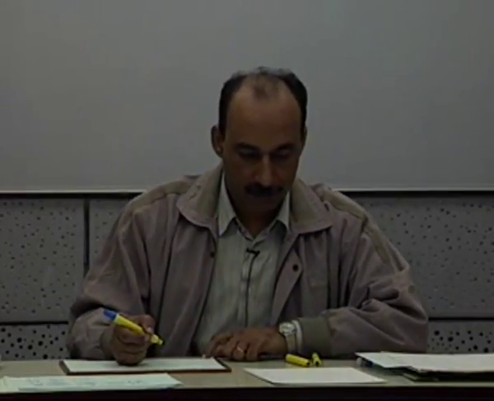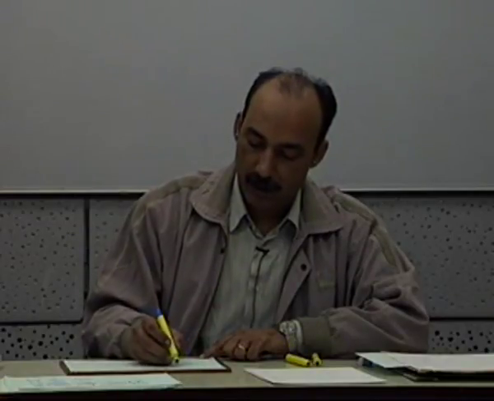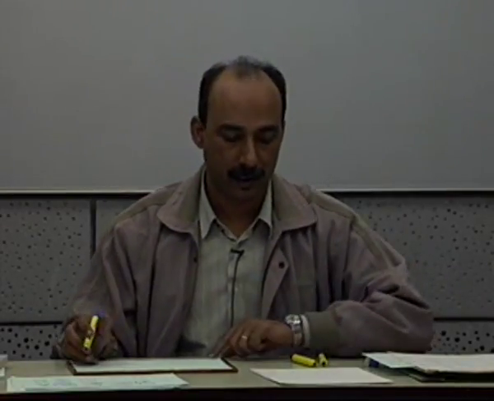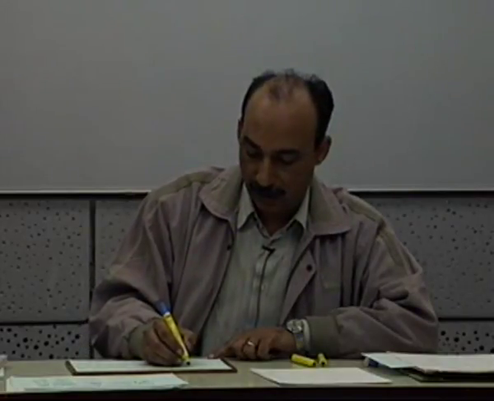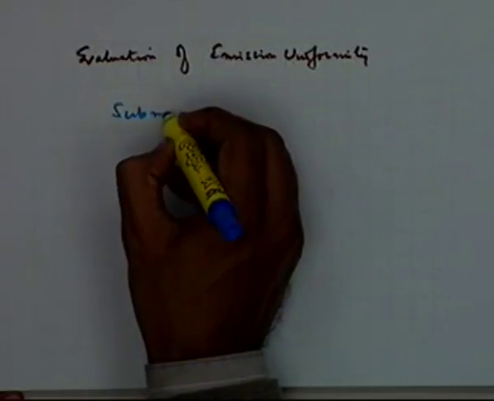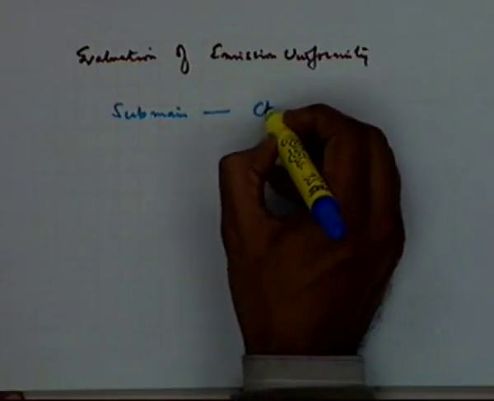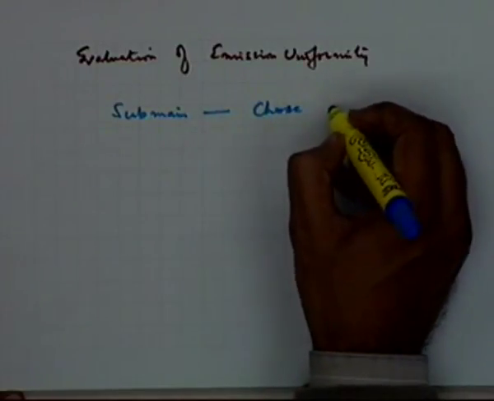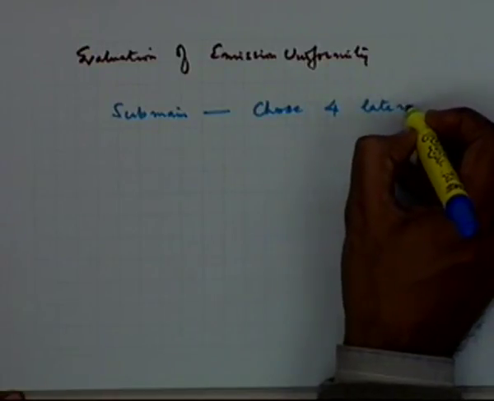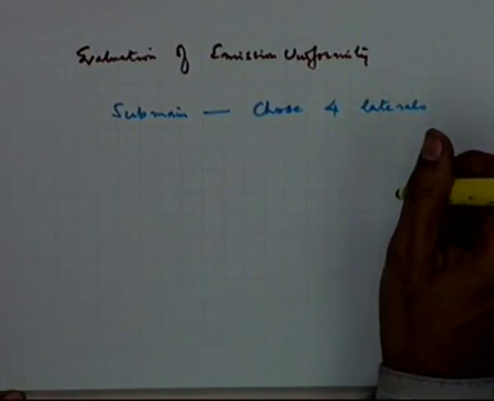Now, if you look at the overall layout, you have the main line, you have the sub main, then you have the laterals. On the laterals, you have the emitters. So when you go in for such an evaluation, you choose one sub main, and on the sub main, choose at least 4 laterals on the sub main.